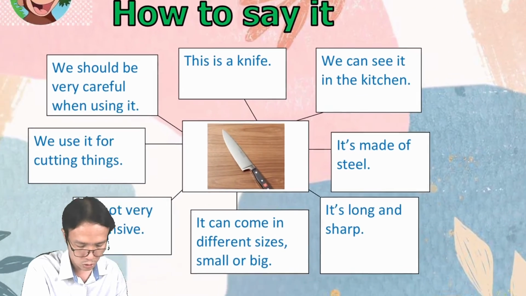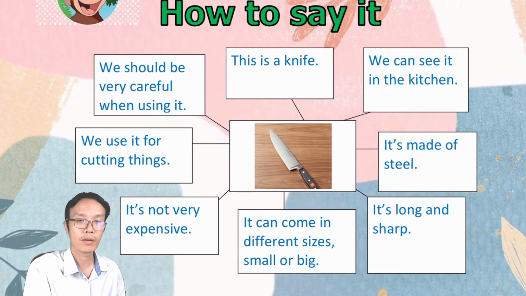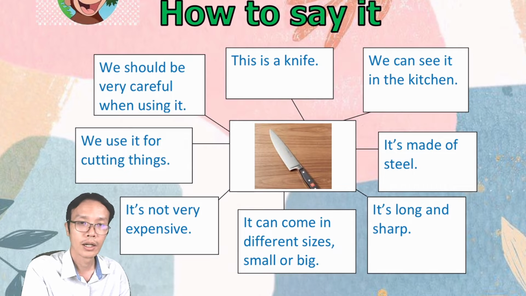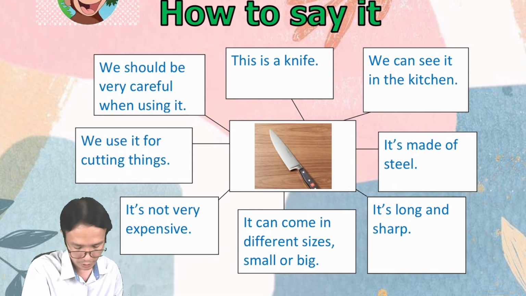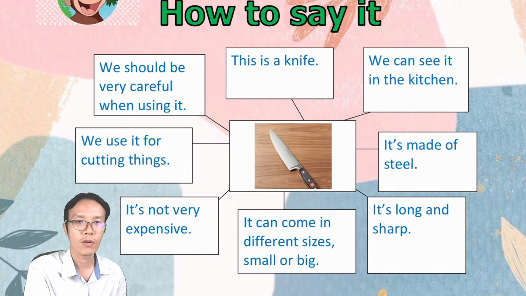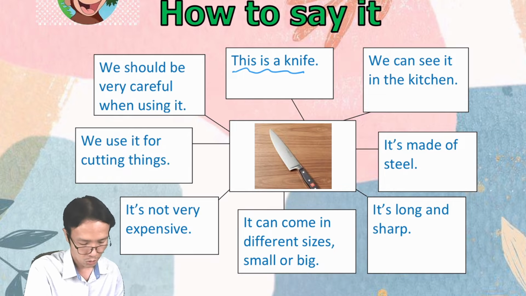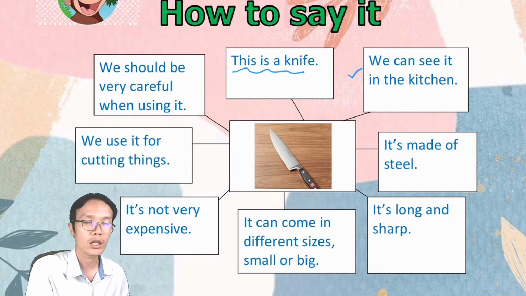Now let's see the example. Now we are going to talk about a knife. You know what a knife is? Yes. Very good. Now listen to me first. This is a knife. We can see it in the kitchen.